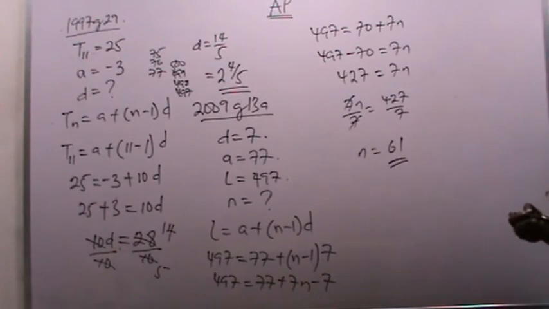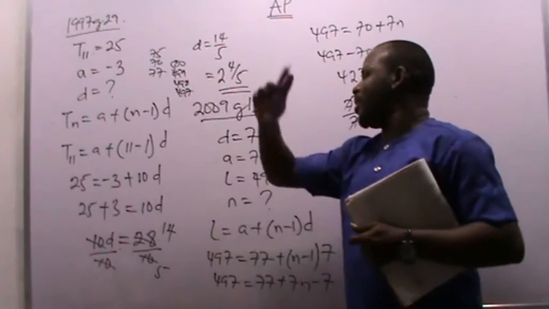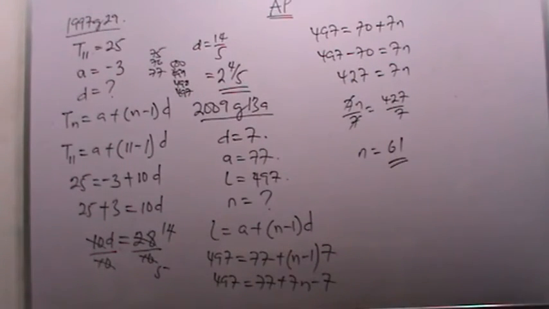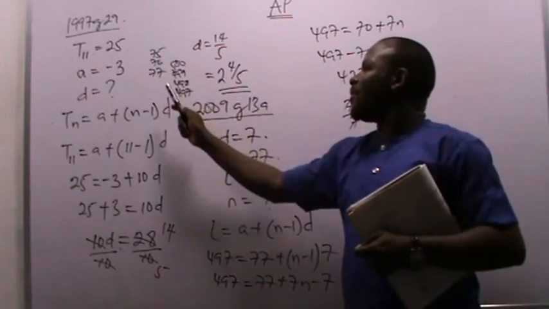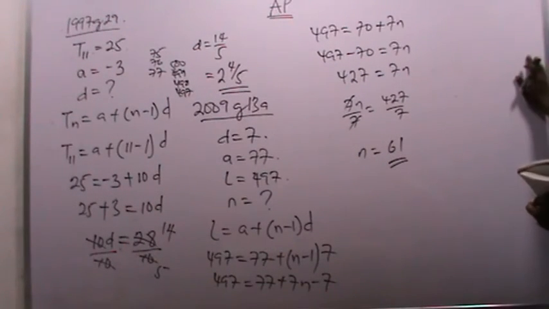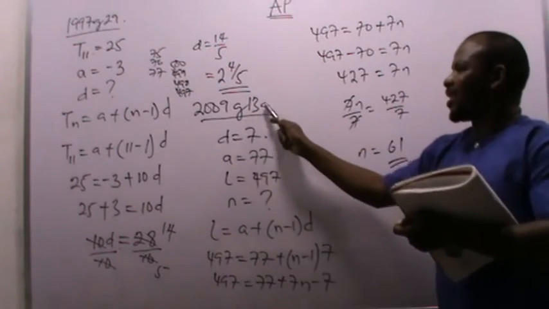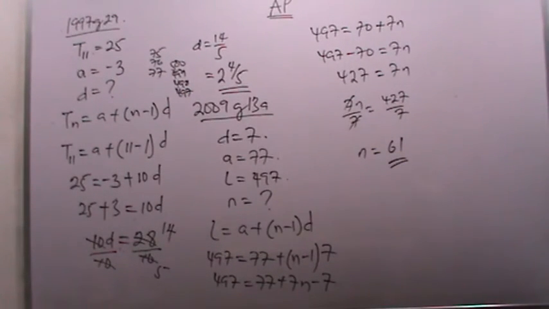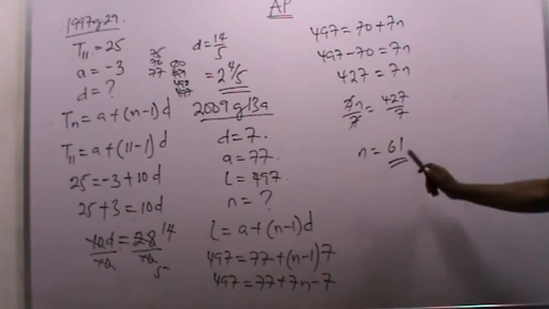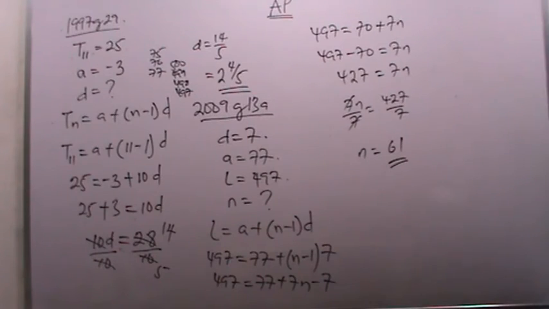Meaning there will be 61 numbers between 75 and 500 that are divisible by 7. That is the solution to 2009 question 13a. You can see how we are applying the formulas that I have shown you.